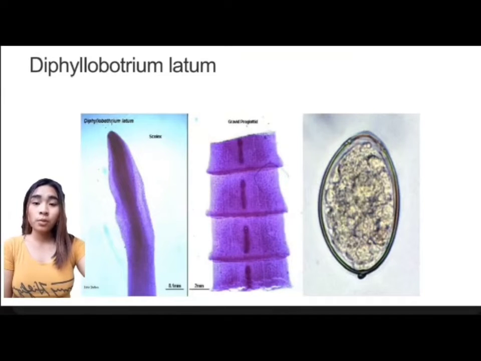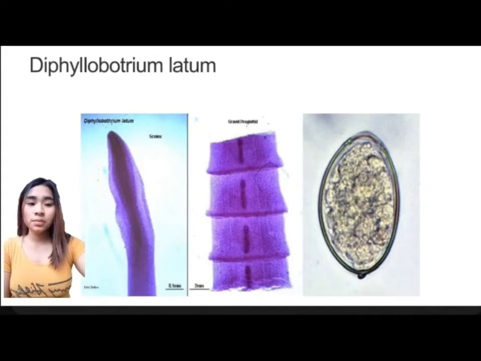Diphyllobothrium latum, or the broad fish tapeworm. The adult worm is ivory colored and measures up to 10 meters or more. The scolex of this parasite is small and spatulate, with dorsal and ventral median longitudinal sucking grooves. Immediately behind the scolex is an unsegmented neck. The eggs or ova discharge periodically through the uterine pore, and a single worm may discharge as many as 1,000 eggs daily.